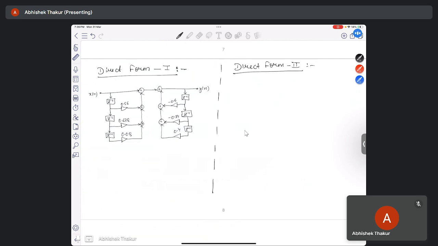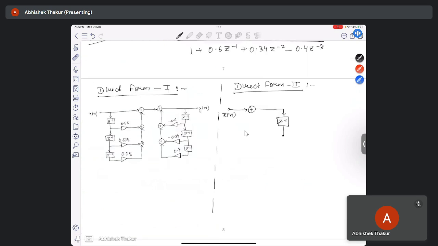In direct form 2, the first realization will be the pole part. So x of n is there. So the first delay unit is z inverse. Now to this z inverse, as you can see, minus 0.6 is the multiplier, and then we give it to the adder, and again to the zero side, that is 0.56 is the multiplier. So now we are using only one storage element for both the poles and zeros.